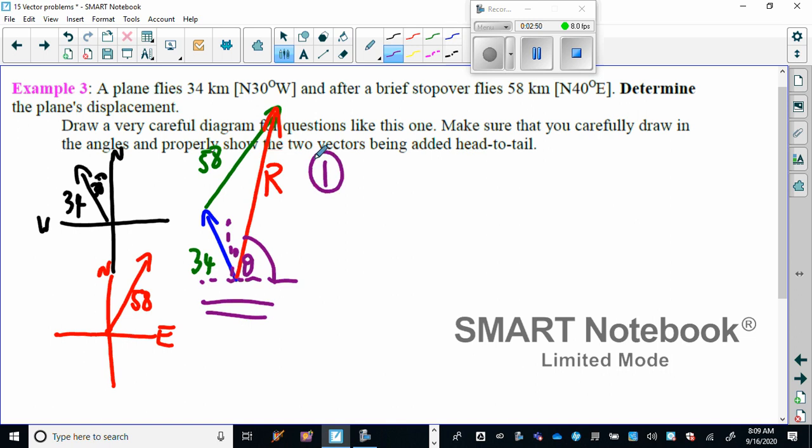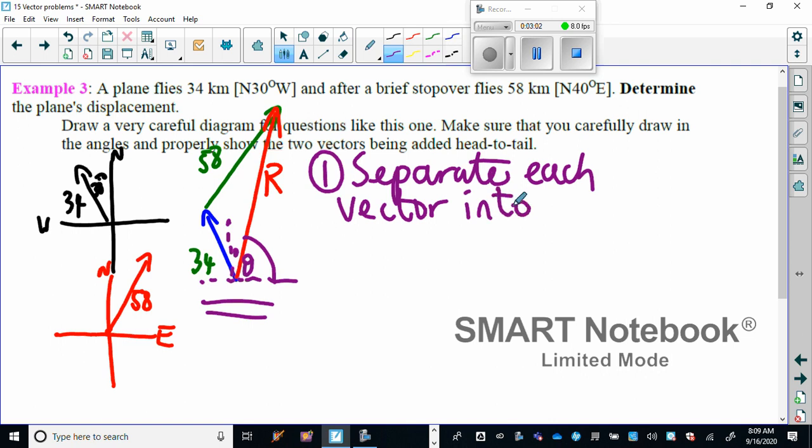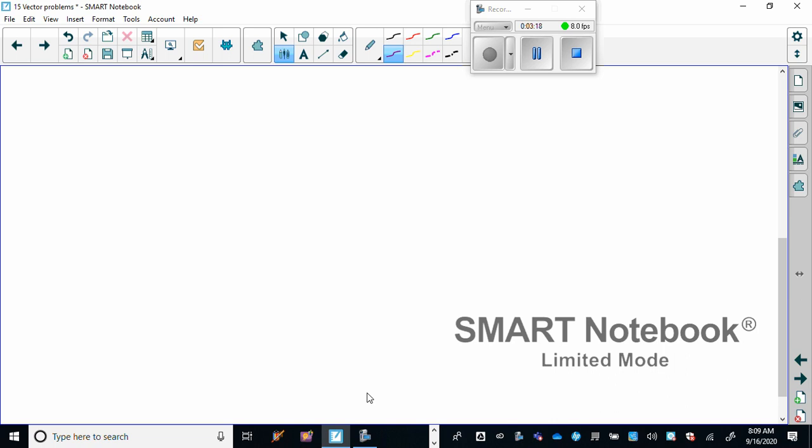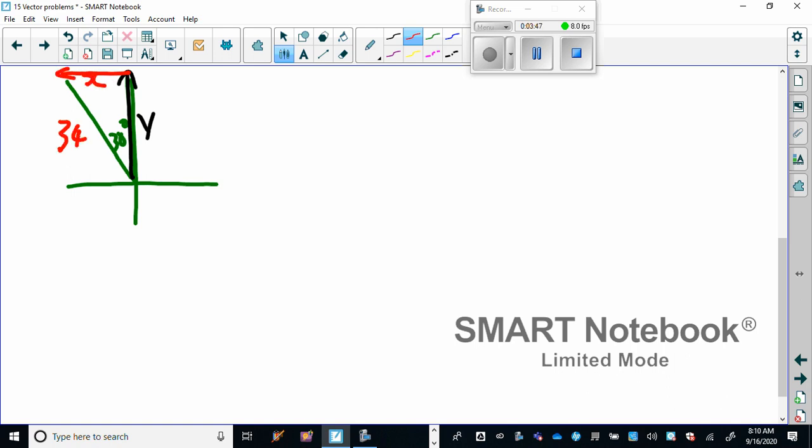Let's actually write it down. Step one, separate each vector into X and Y components. Okay, here we go. We're going to be very meticulous and slow about this, just so you're really clear. So the first vector we said was, I'm going to draw it again, 30 degrees north, 30 degrees west. And so it has a northerly component, or Y component, and a westerly component, which we call X. And we know that this was 34 kilometers.